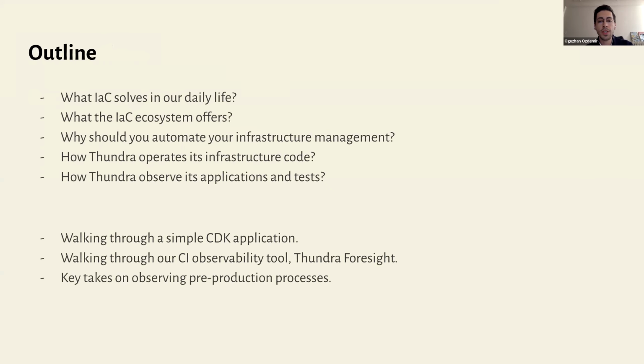We have a pretty straightforward outline for this presentation. So we will talk about infrastructure as code in general, what it solves in our day-to-day life, what the ecosystem offers, etc. And I will talk about automation, and then I will give some examples from Tundra on how IaC tools and automation transformed our infrastructure. Then, depending on our time, we'll take a quick break, and I will show you some code examples and how CI monitoring works on Tundra.